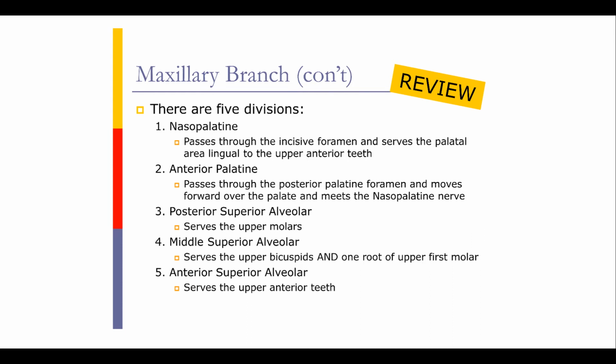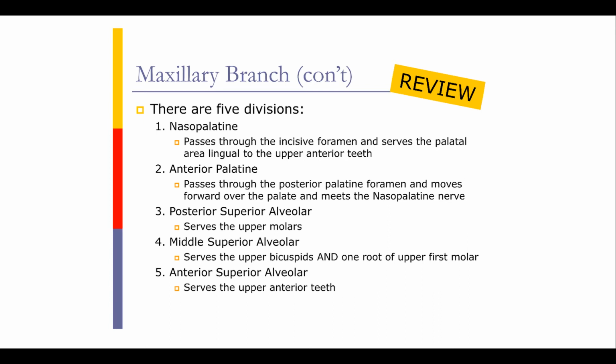Let's put it all together again. Maxillary branch, there are 5 divisions. There's 2 that go to the palate and 3 that go to the teeth. The two that go to the palate are the nasopalatine that's behind the upper anterior teeth. They pass through the incisive foramen. Then you have the anterior palatine nerve that serves the rest of the palate, and those nerves go through the greater and lesser palatine foramen.